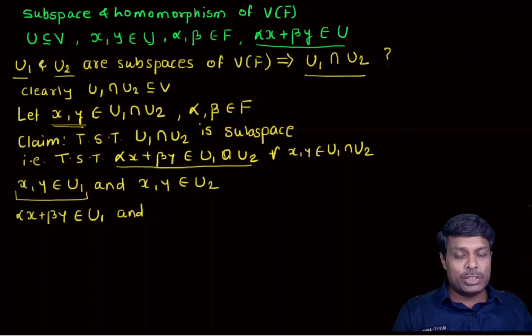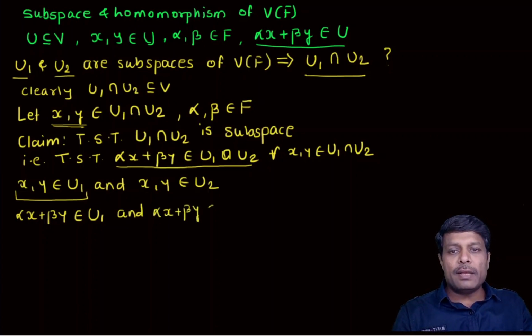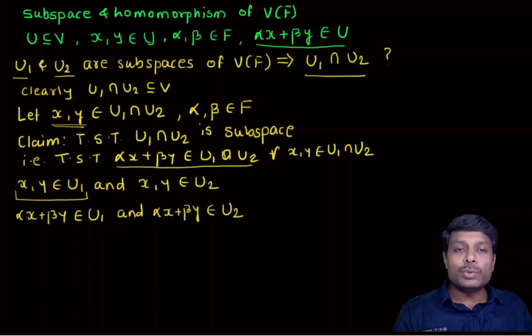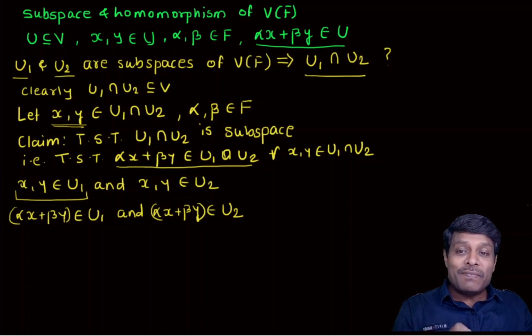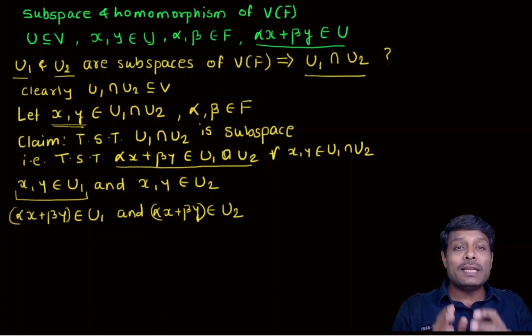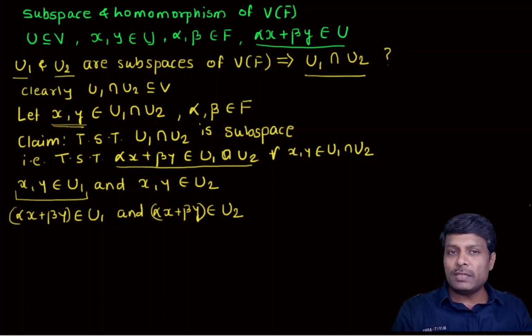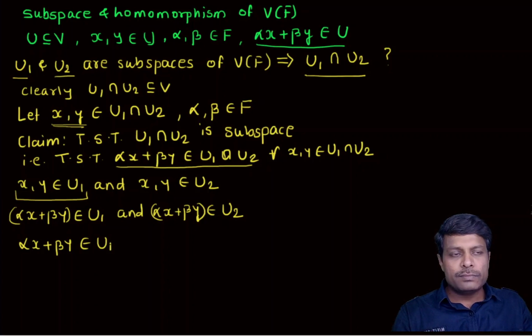So according to the definition of subspace, alpha x plus beta y is again a member of U2. So this quantity, which is the same, is reflecting that alpha x plus beta y is a member of U1 as well as a member of U2. It means that that element is common in both U1 and U2. And hence we can write: alpha x plus beta y belongs to U1 as well as U2, that means U1 intersection U2.